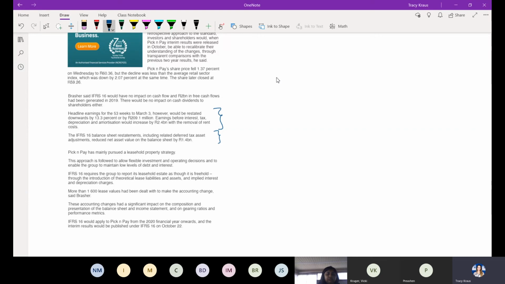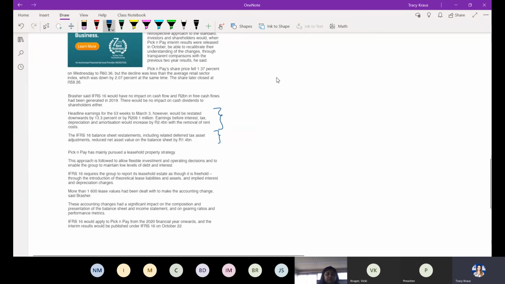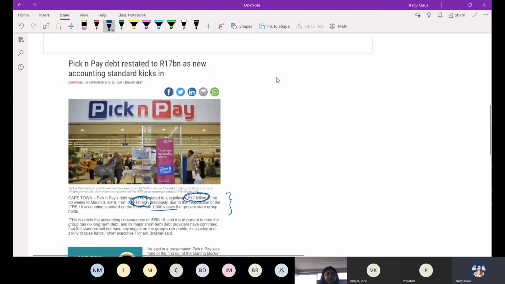But the substance, and what they're trying to say in the articles, the substance of all the agreements that Pick and Pay has, has not changed. And so the risk profile hasn't changed. So it's trying to encourage investors not to freak out and sell their shares. There was a bit of an impact. I don't know if I have it here, but their share price did drop a bit. Here we go. The share price did drop a bit, but it's not as much as other retailers. So it seems that investors understood the impact was purely a disclosure impact, but it was very significant. And this is why we have IFRS 16 to help us.